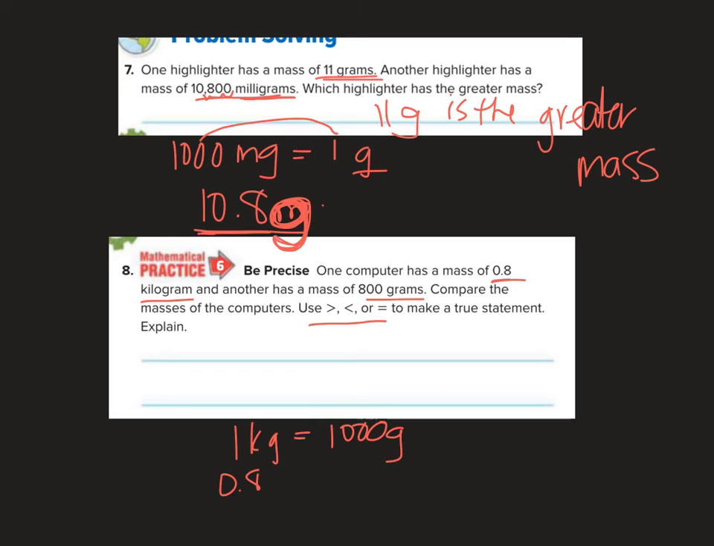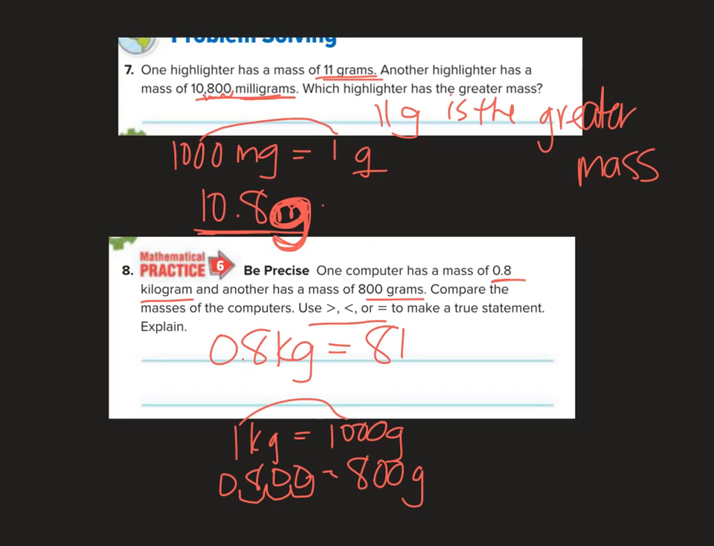0.8 of a kilogram, so I multiplied by 1,000 to go from kilograms to grams. I need to take 0.8 and multiply it by 1,000, so move that decimal 3 spots to the right to get 800 grams. Wait a second. That means that 0.8 of a kilogram is equal to 800 grams, because we're comparing 0.8 of a kilogram to 800 grams. They're equal to each other. Explain. My work is my explanation.